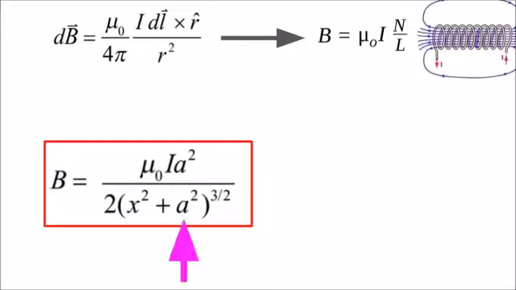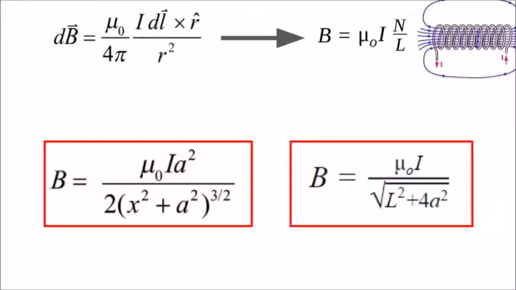Notice that A is different this time. In the previous video, A was the diameter. This time A will be the radius of the circle, so that's a change there. And here's another intermediate result. So that's where we're headed.